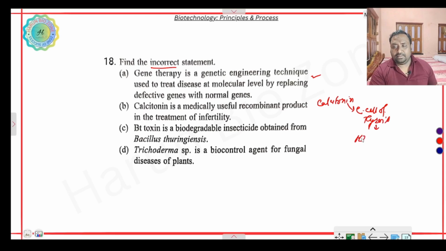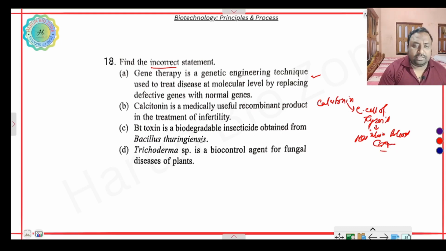and maintains blood calcium level. Okay, and Bt toxin is a biodegradable insecticide obtained from Bacillus thuringiensis. This is also a right one. And Trichoderma is a biocontrol agent for fungal disease of plants. All right. So here the incorrect option is B.